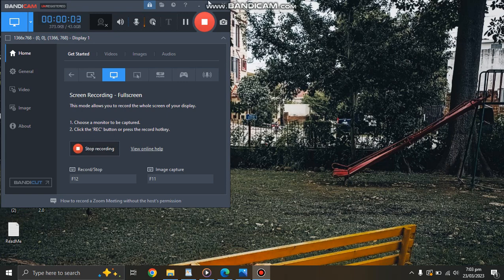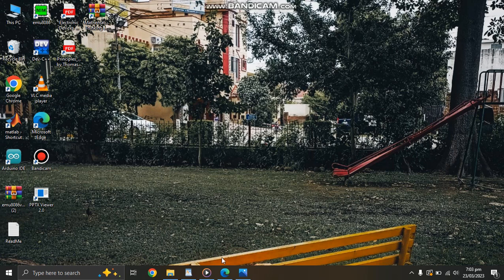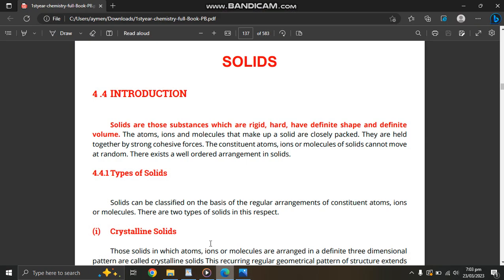Today my topic is what are solids and what are their types. So let us discuss our topic. Firstly, the introduction of solids. Solids are those substances which are rigid, hard, and have a definite shape and definite volume.